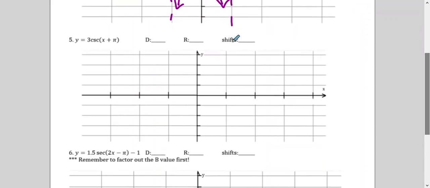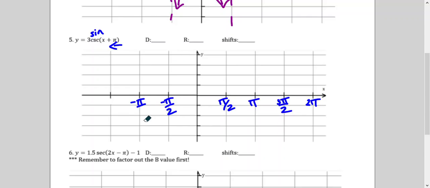Okay. Here is a cosecant. The helper for cosecant is sine. We didn't change the period, so I'm going to have 2 pi and pi, pi over 2, and 3 pi over 2. I did shift left pi, so let me go this direction: negative pi over 2 and negative pi. Okay, and let's see, I have an amplitude of 3. So 1, 2, 3.